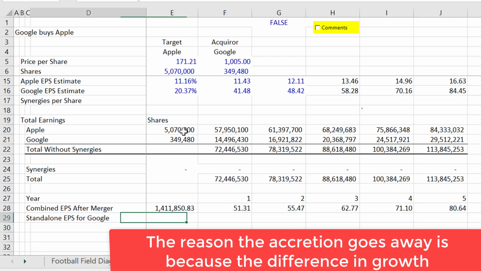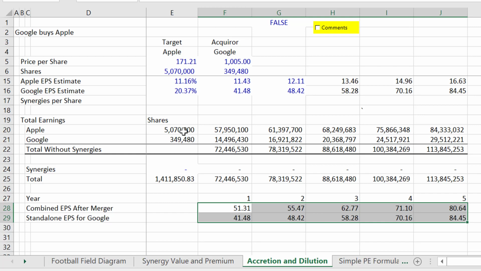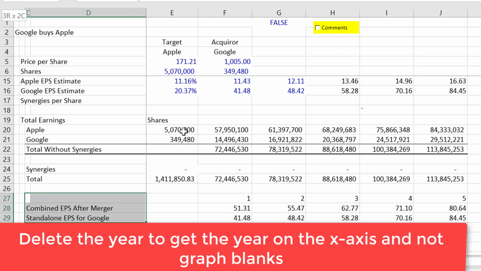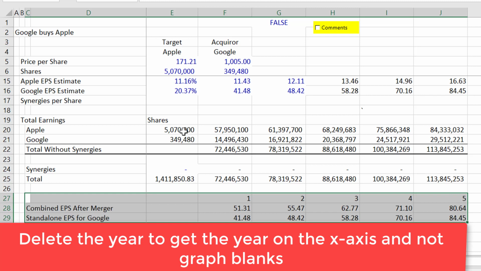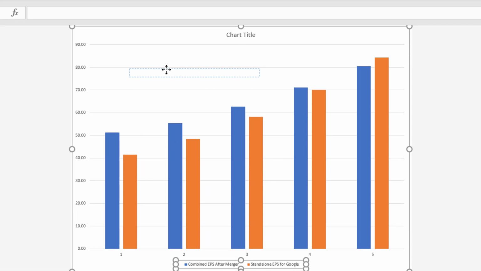So this is, I suppose you could say, almost like a short-term thing where you get a kick in your earnings per share, but that might not last so long. And what I'm going to have to do is move this total number of shares. I'll put the total number of shares here, because if I want a graph of this, now Shift Control 1, then I would delete the year, select this area, and I'm going to just press F11 to make a graph. And then I have the standalone and combined earnings per share.